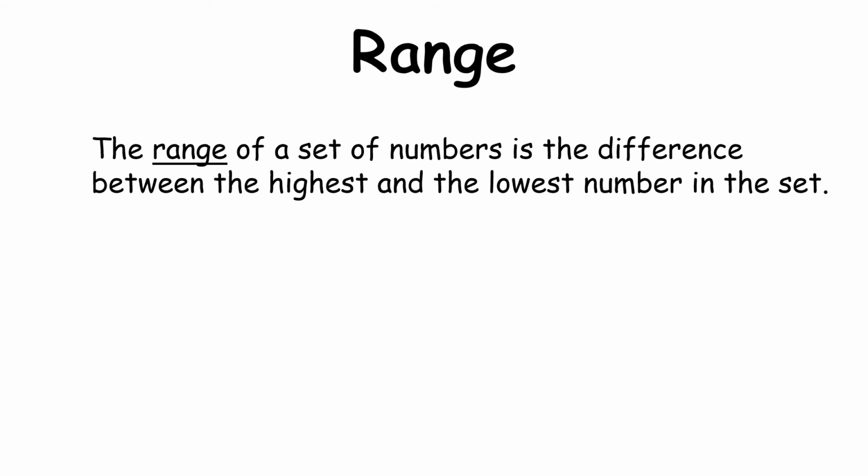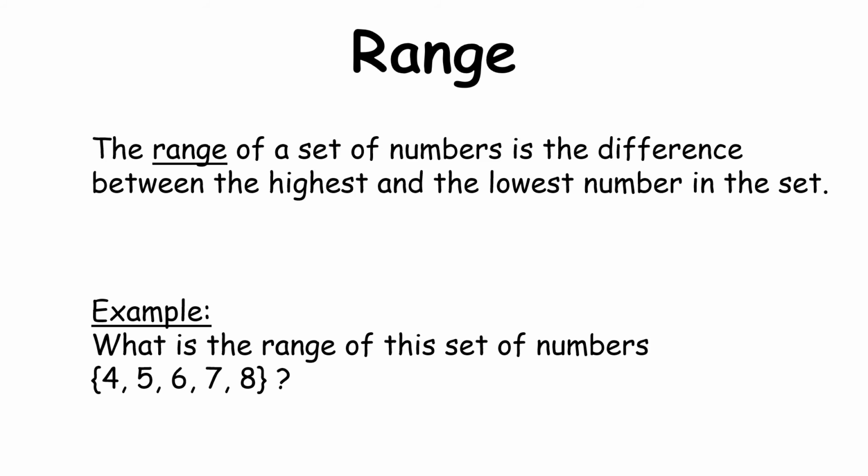So the range of a set of numbers, as we discussed, is the difference between the highest and the lowest. For example, what is the range of this set of numbers? So it's the biggest number, which is 8, subtract the smallest number, which is 4, which gives us a range of 4.